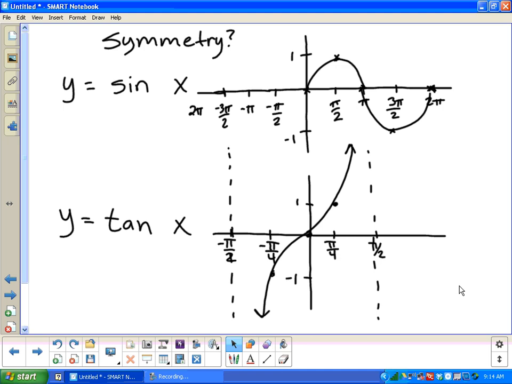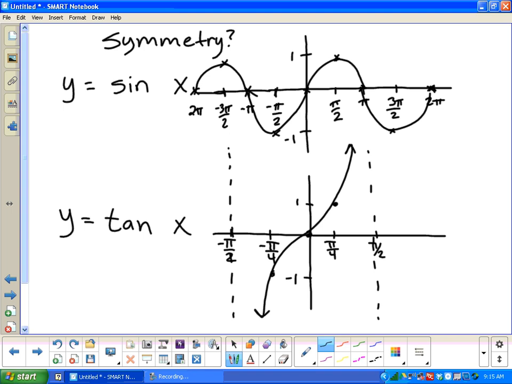Now for symmetry though, I'm going to need a second cycle, and I'm going to have to go on the other side of the y-axis for sine. All right, so help me over here on the other side of sine. Where would the graph be at negative pi over 2? Yeah, negative 1. Good. And back at 0 at negative pi, up at positive 1, back at 0. I'm not used to drawing them backwards too well, but there we go.